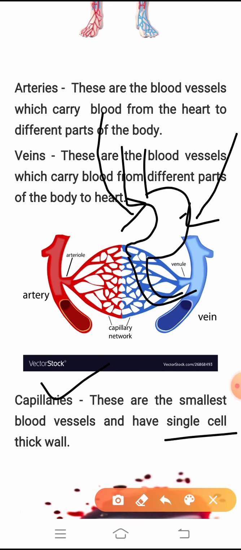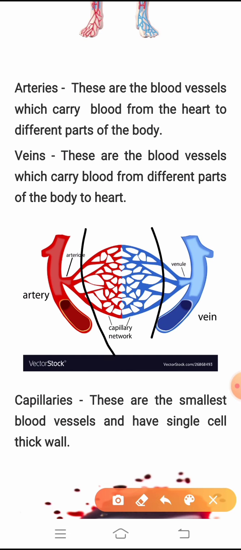Then what happens in capillaries? These capillaries help in the exchange of material between the blood and the surrounding cells. This happens across the thin walls of the capillaries. As I told you, the capillaries have thin walls, right? So the exchange of materials between the blood and the cells takes place. Why does it have to take place with the help of capillaries? Because they are the smallest blood vessels and they supply the materials to the cells.